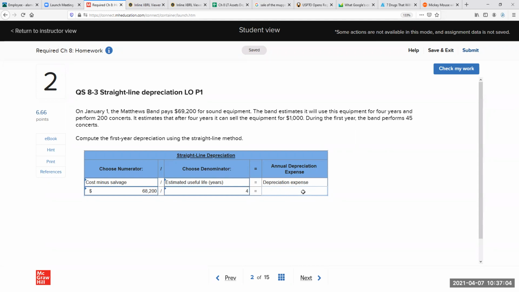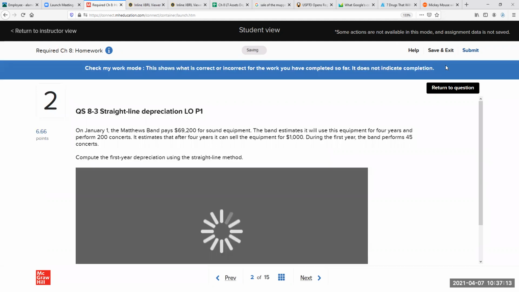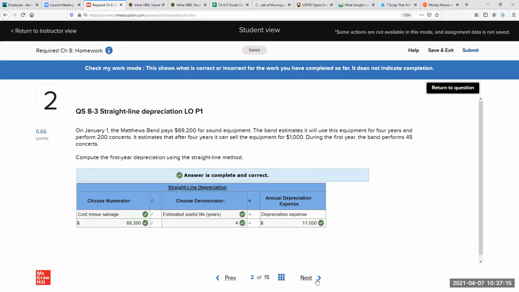So the depreciation expense, let's see what it is. 68,000 divided by 4, 17,000. Let's just check our work. There you go. Cost minus salvage divided by useful life.